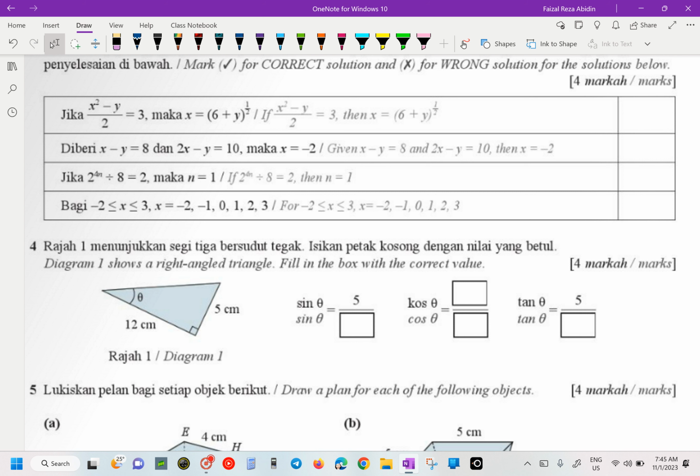True or false? If it is not true, it is false. If it is not false, it's true. So what is the answer? True? False? Not sure. Okay. What does the question mean over here?